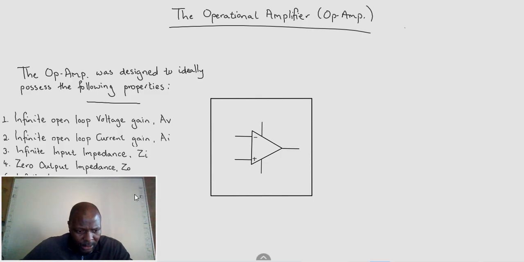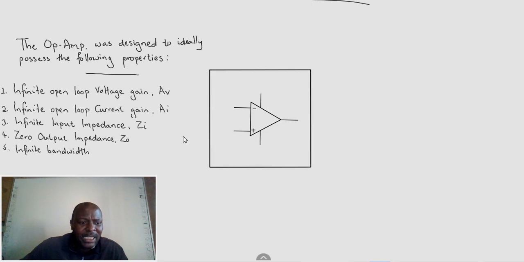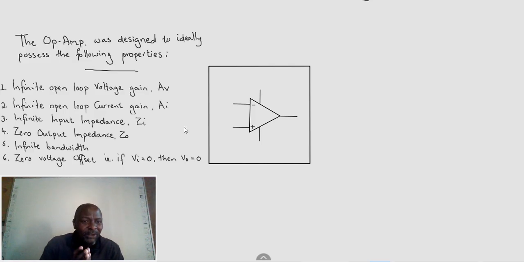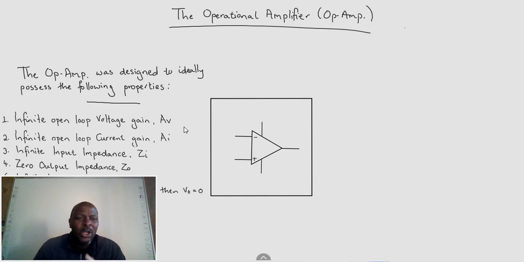I wanted to add another property, which will be the null offset voltage. When I feed nothing onto the op amp, I want that op amp to give me nothing. If I give it zero input, then I want it to give me nothing. I don't want to have some voltage without any input. That is what we call offset. We do not want an output when there's no input. So when our input voltage is zero, then our output voltage should also be zero. That is the design.